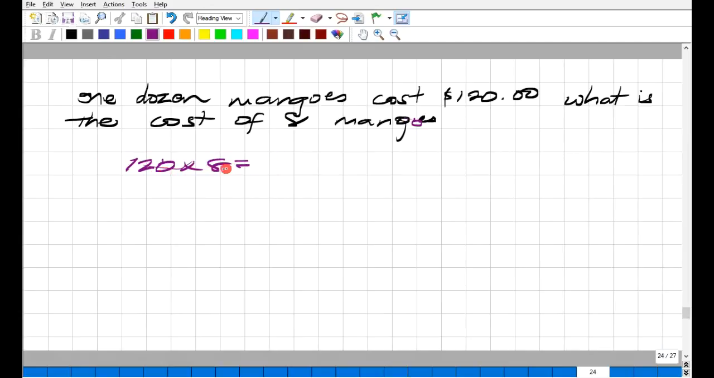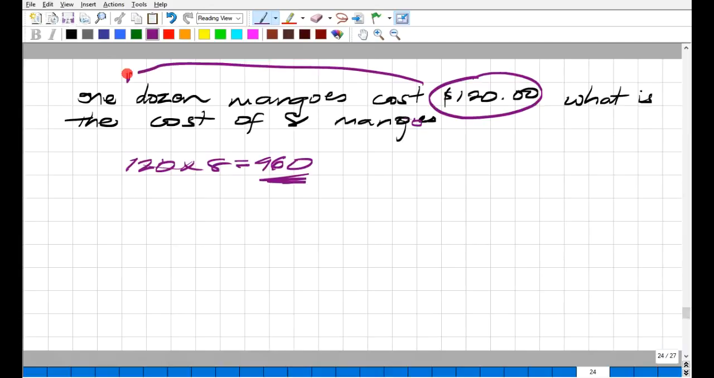One of these mangoes would cost how much? We said here that all of the one dozen would be costing 120. So first we need to work out how much one mango costs, not true? So if one dozen of them costs $120, what is the cost for one?